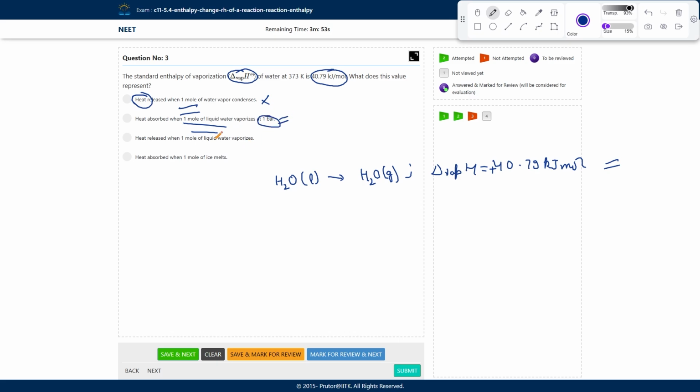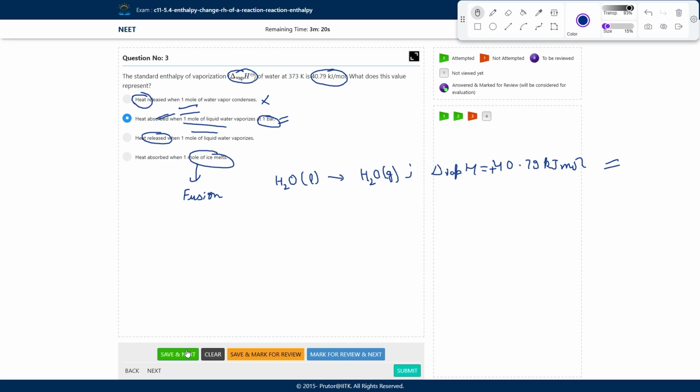Let us look at the other options. Heat released. Is it correct? No. I have said to you already that the vaporization process requires heat. So it will never release that heat. It will always absorb that heat. Last one, heat absorbed when 1 mole of ice melts. So this is for the fusion process and not for the vaporization process. Therefore, our correct statement will be the second one. Got it? Is it clear?